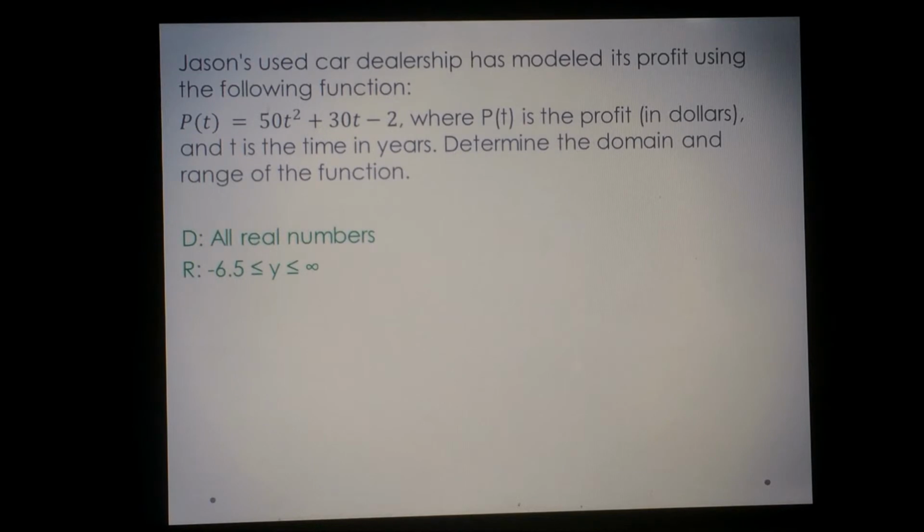Jason's used car dealership has modeled its profit using the following function. P of t equals 50t squared plus 30t minus 2, where P of t is the profit in dollars and t is the time in years. Determine the domain and range of the function.